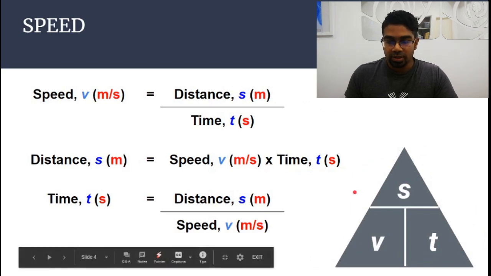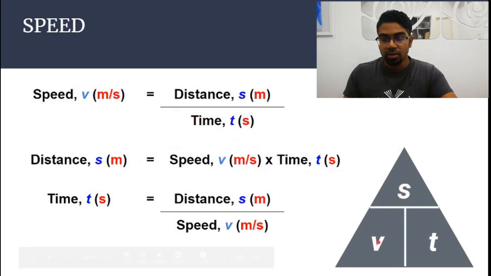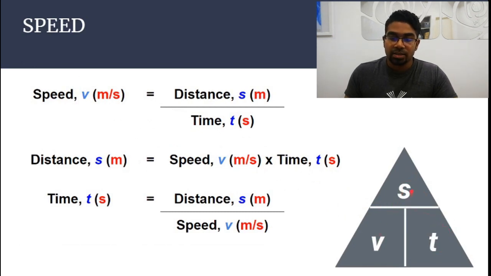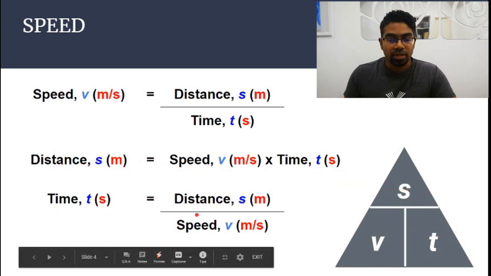Now if you already know how to use it, great, but I'm going to go through how to use it. So if, for example, we want to find speed, all you have to do is use your fingers and cover speed. The symbol for speed is V. Don't get confused with S. So we cover the V, then you get S divided by T. Now S is the symbol for distance and T is the symbol for time.